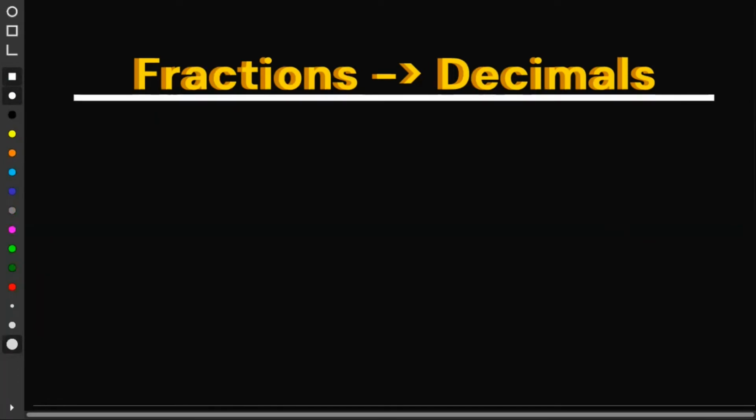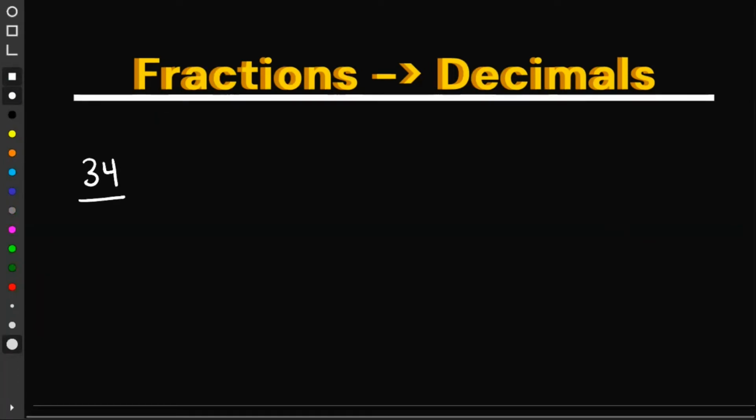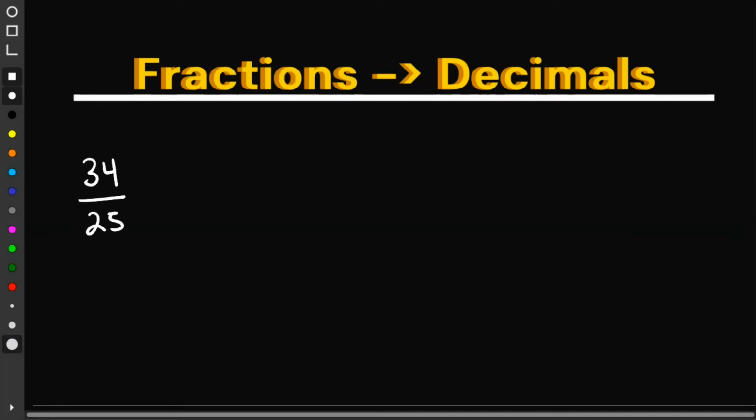Now, what if we have 34 over 25? Since this one is an improper fraction, we can actually write this as 1 and 9 over 25.